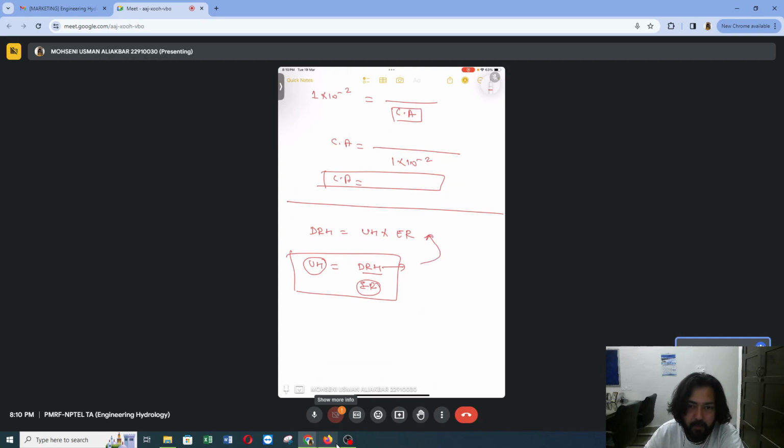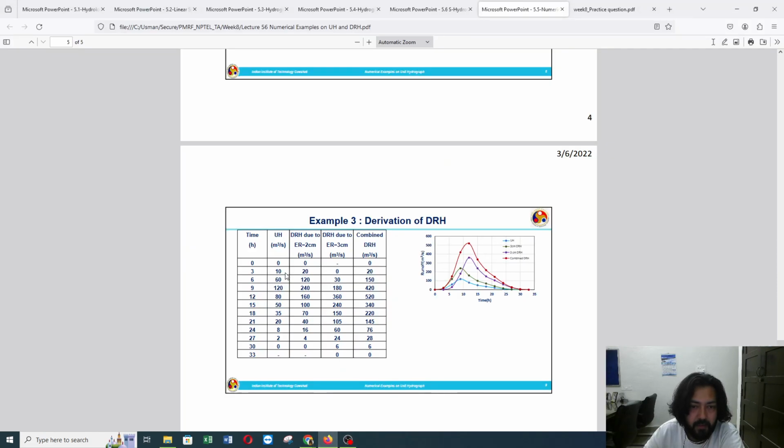We are going to simply multiply the excess rainfall value with the unit hydrograph ordinates. So the first value was 0, 0 into 2 is 0, 10 into 2 is 20, 60 into 2 is 120, 120 into 2 is 240. Now they are saying there is a time lag of 3 hours and we want to calculate DRH due to excess rainfall of 3 centimeter.